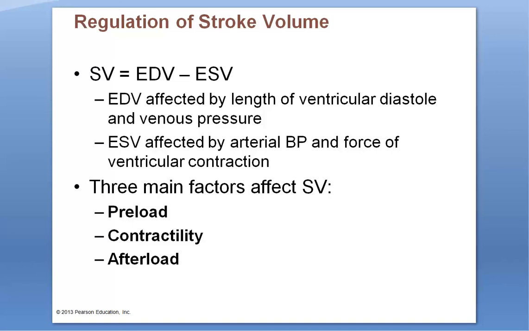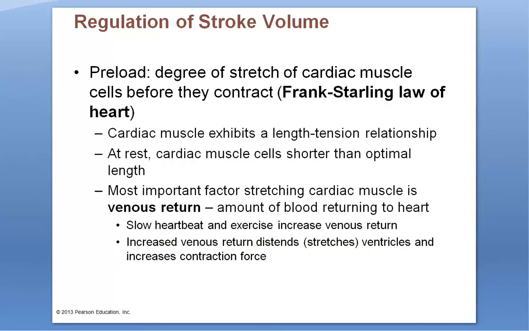And that's dependent on three main factors: preload, contractility, and afterload. Now, preload, according to the Frank-Starling law, says that the degree of stretch of cardiac muscle before they contract has an effect, meaning that the longer the muscles are stretched, the more force they generate with contraction. So the more blood that's returned via venous return, meaning return of blood from the venous system, the stronger preload is, and the more blood that's ejected, so that would decrease end systolic volume.